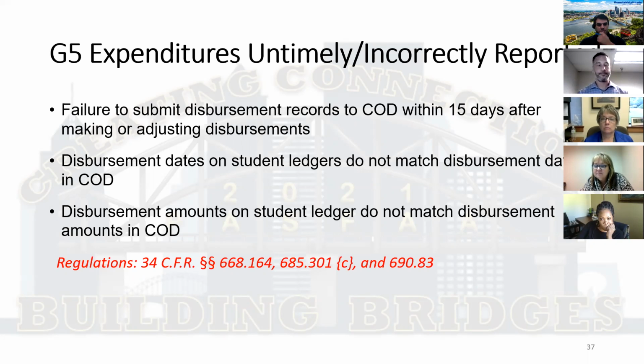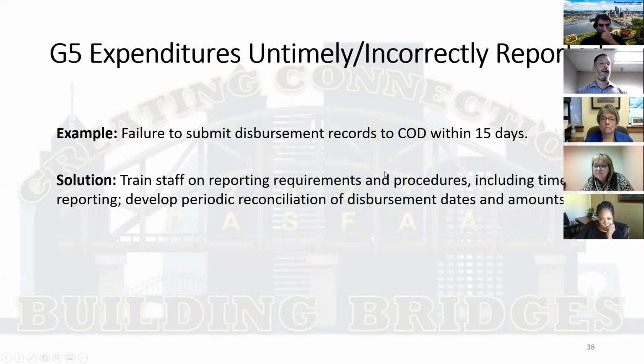So what do we do? Failing to report the disbursements recorded in COD within 15 days, how can we fix that? What kind of process do we implement? We're training the staff to make sure they truly understand the process required, including the timeliness of the reporting. We're developing periodic reconciliations of the disbursement dates and the amounts. So we're evaluating, we're analyzing, and we're seeing if we need to make any tweaks to our procedures and policies.